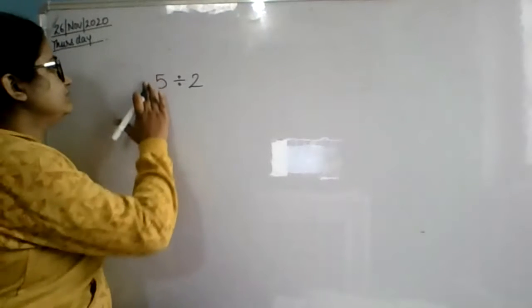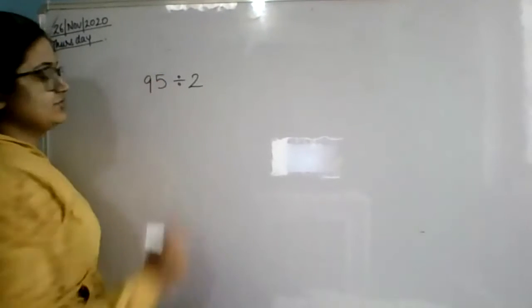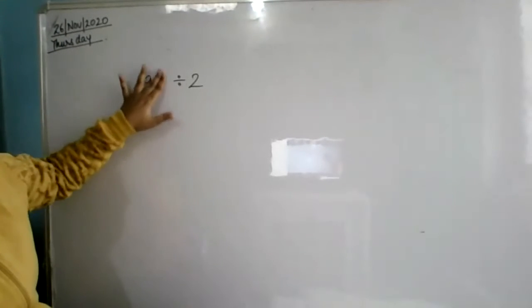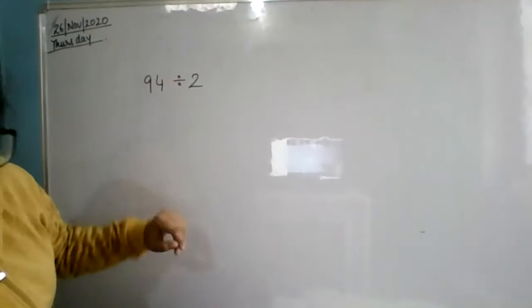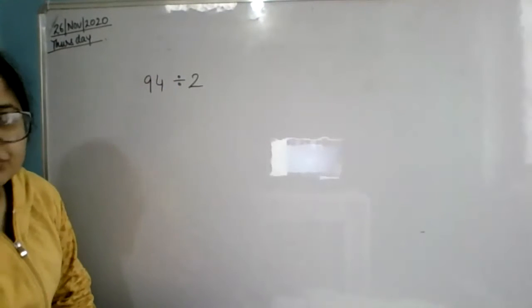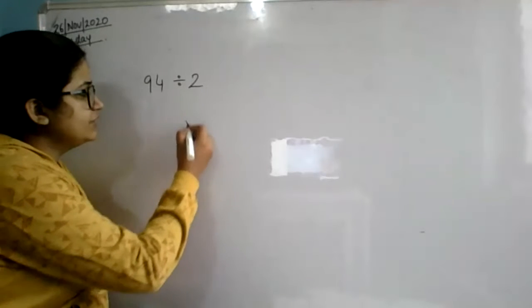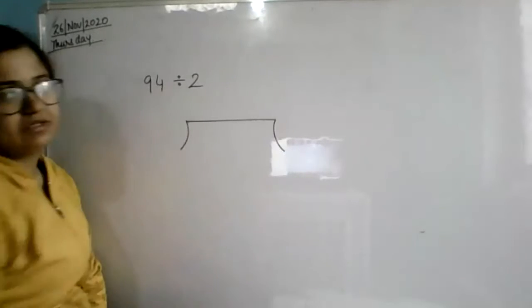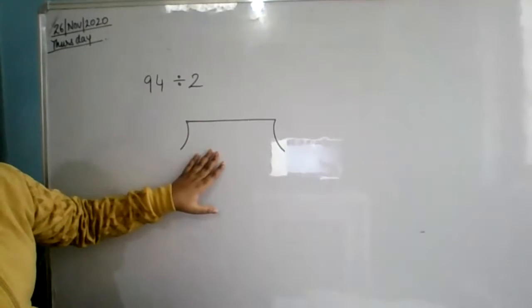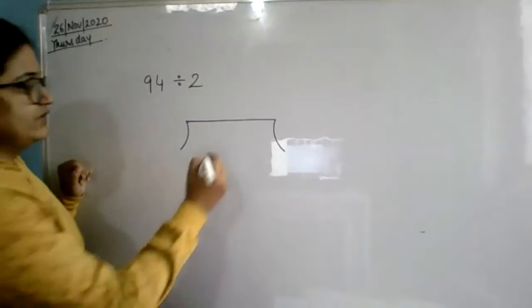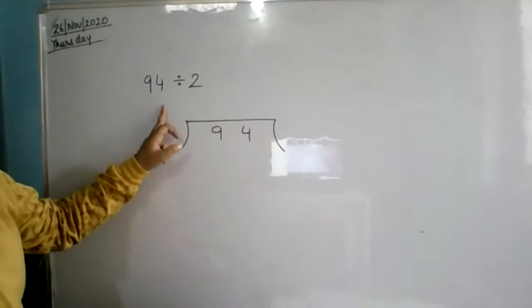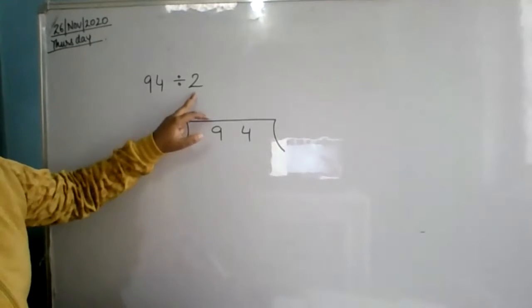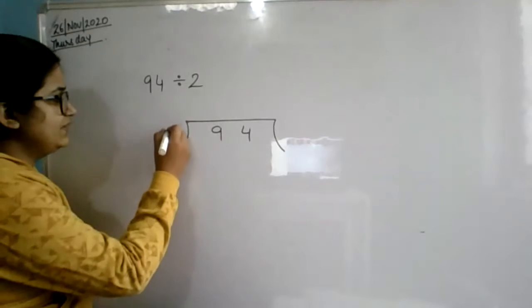Or I can say 94, sorry, 94 you have to divide by 2. How will you find it out? See here. You are going to make a long division like this. This is the dividend. The dividend should be placed inside it. We divide by 2, so 2 will be outside.